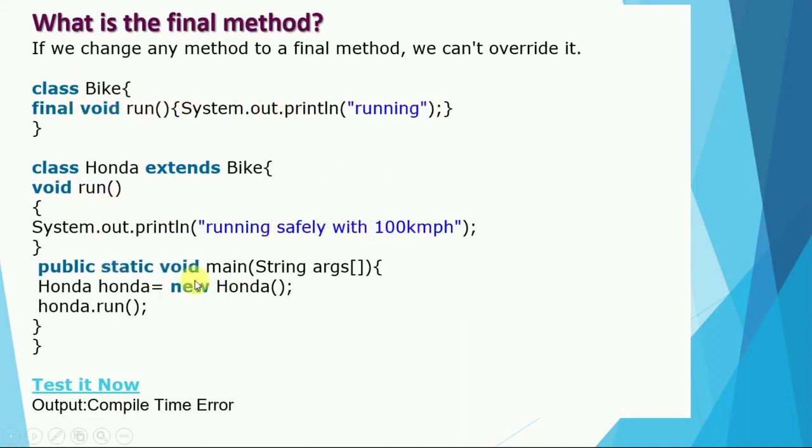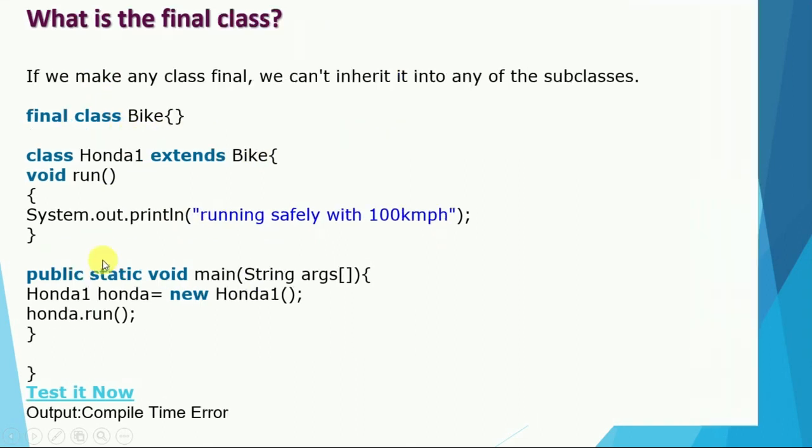Whenever we try to invoke this method, we first create an object of Honda, call the Honda child class constructor, and call the run method. It will throw an error, because we can't override it. We are trying to override both methods, which have the same name in the child class and the parent class.